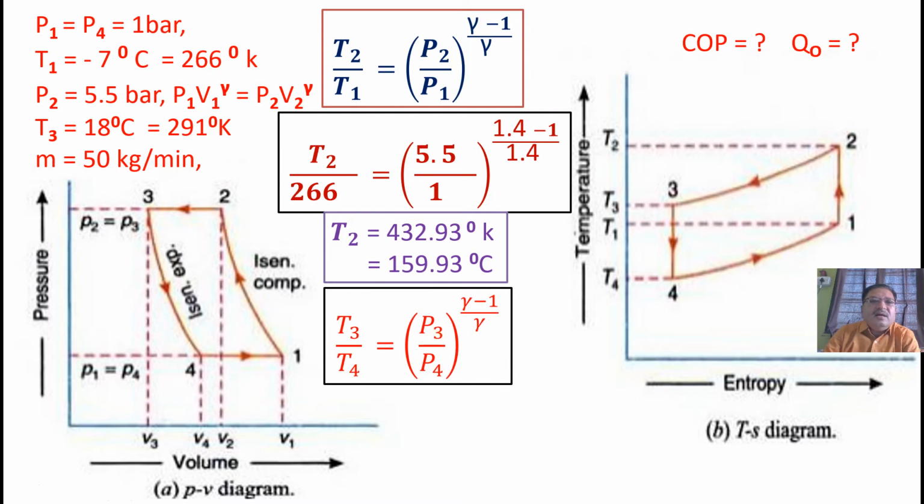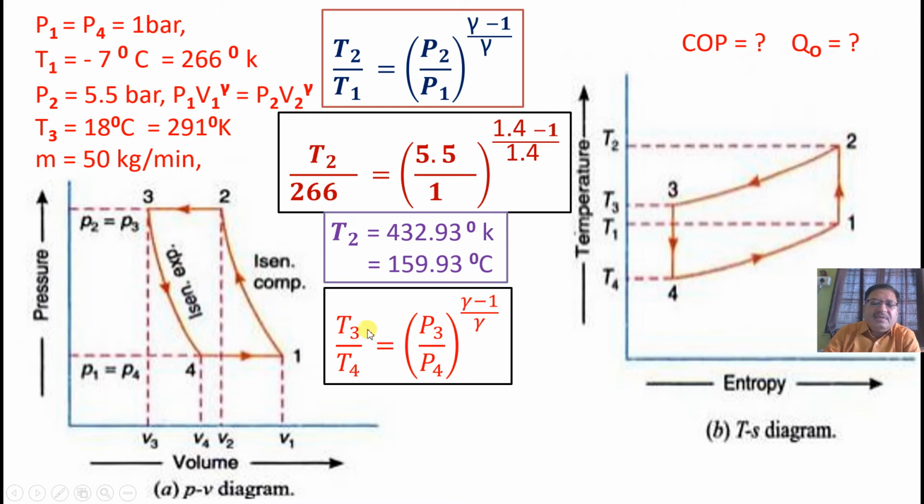Now we know the value of temperature T3. We have to find the value of temperature T4. For this we use this equation, and this equation is applicable for isentropic compression. If the compression is polytropic, then in place of gamma you have to write n. So n is the index of compression, and that will be given.